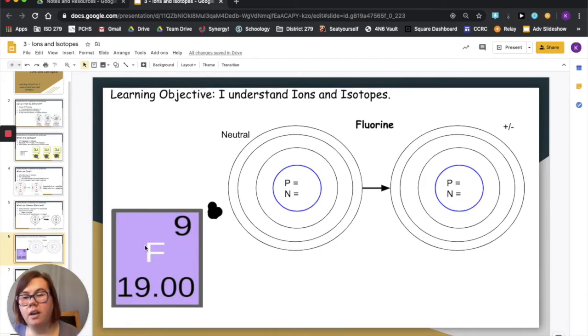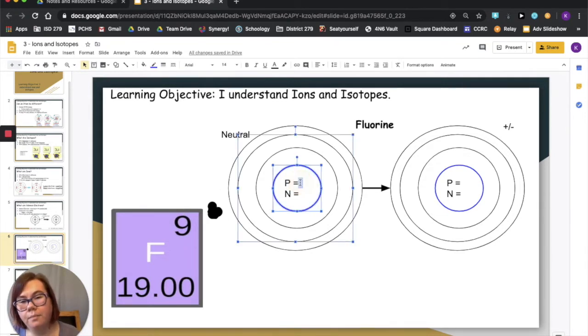So first of all here, we need to write our protons and neutrons in the center. We know that our protons is this top number, or our atomic number. So I'm going to go ahead and write in that we have 9 protons. There we go, 9 protons.